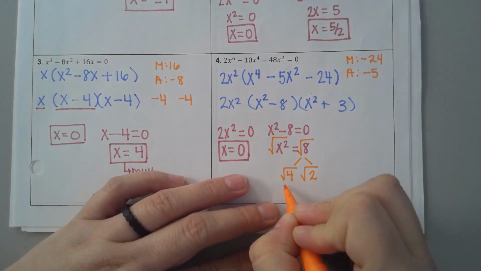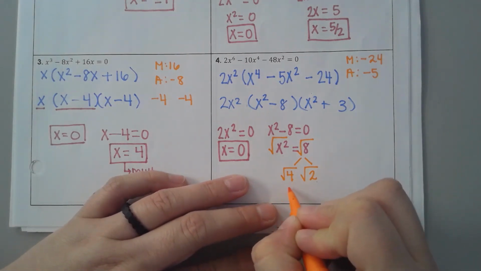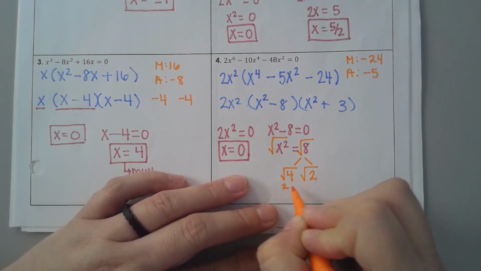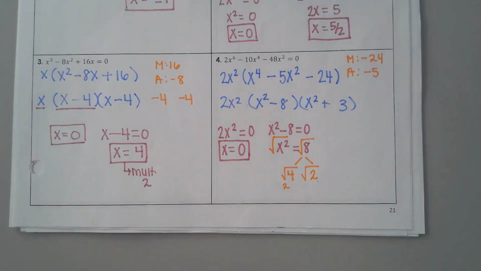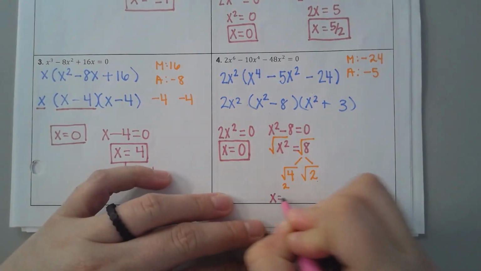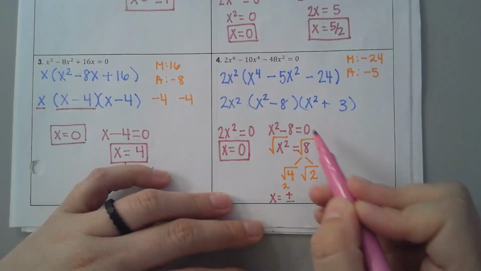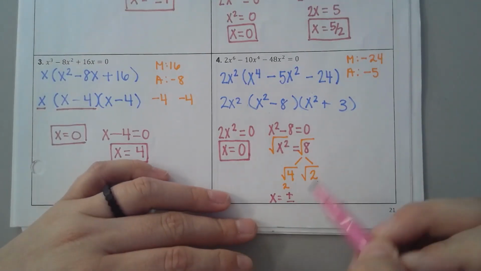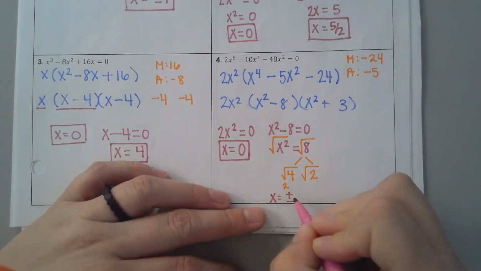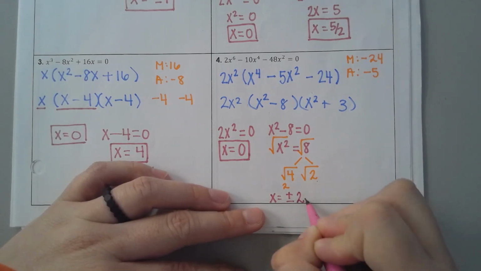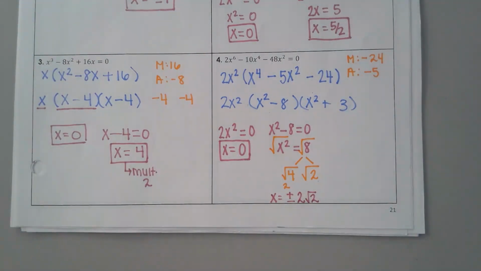And we know that the square root of 4 is what? 2. So my answer, we're going to do plus or minus. Anytime we take the square root, try to remember to put plus or minus 2, and then I have this square root of 2 left over.